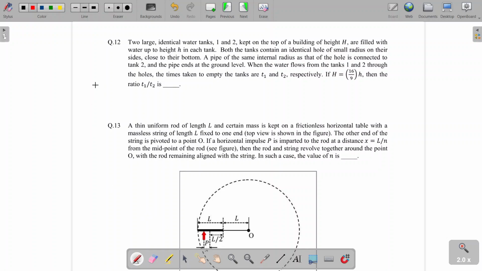This is question number 12, JEE Advanced 2024. The question is: there are two water tanks, both kept at some height h, and they contain water with smaller height h.